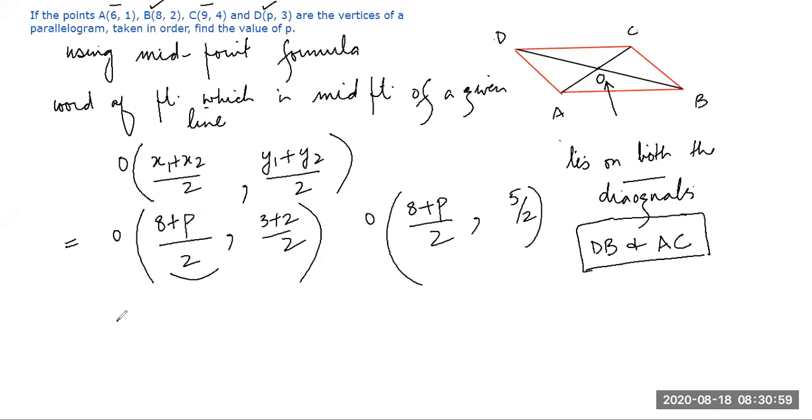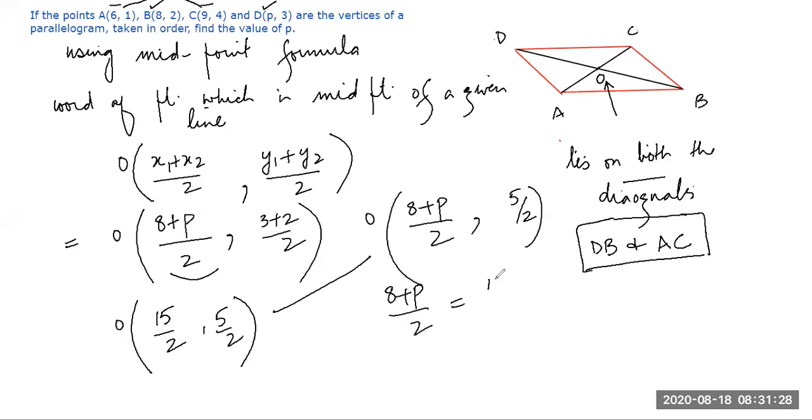And point O is also the midpoint of AC. So I'll find the coordinates of O using AC. So it will be 9 plus 6 is 15 by 2, if I'm right, and 4 plus 1 is 5 by 2. Since these coordinates are the same, I'll get (8 plus P) by 2 is equal to 15 by 2. So P is equal to 15 minus 8, so that is equal to 7. So see that students, I got P is equal to 7.